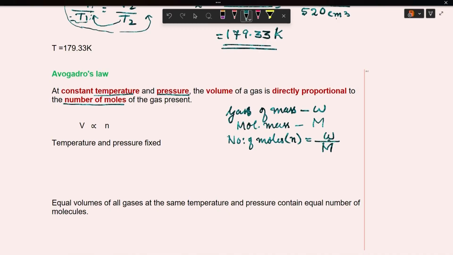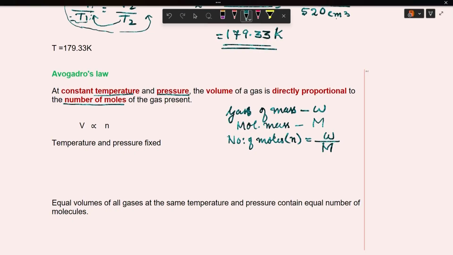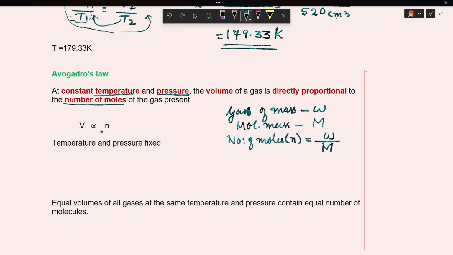We know that for any given substance, the molecular mass is fixed. If I say it is oxygen gas, its molecular mass is fixed. If I say it is nitrogen gas, its molecular mass is fixed, and therefore, mass is the only thing. Suppose I am taking 2 grams of mass, I can take 10 grams of mass. So, mass can vary, but molecular mass is a constant thing, and therefore, the number of moles depends upon the mass taken. So, here instead of saying mass, we are going to use the words number of moles.